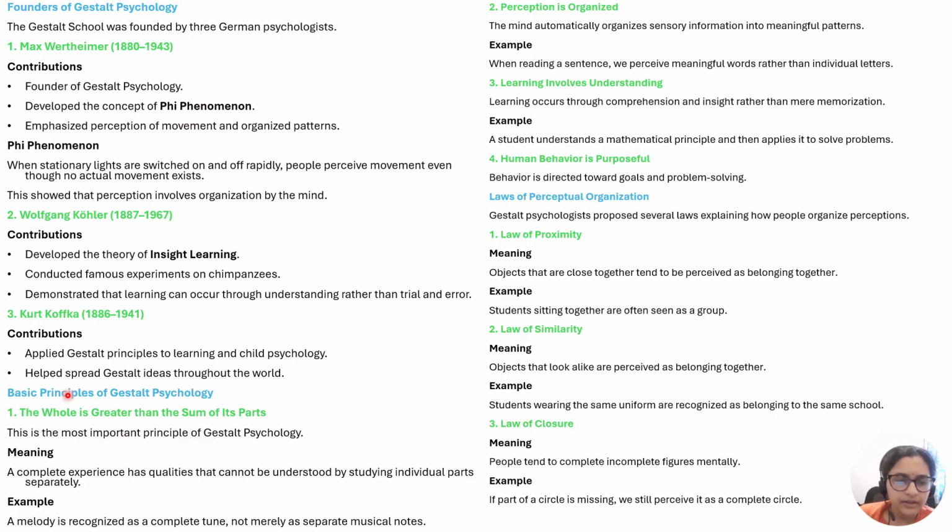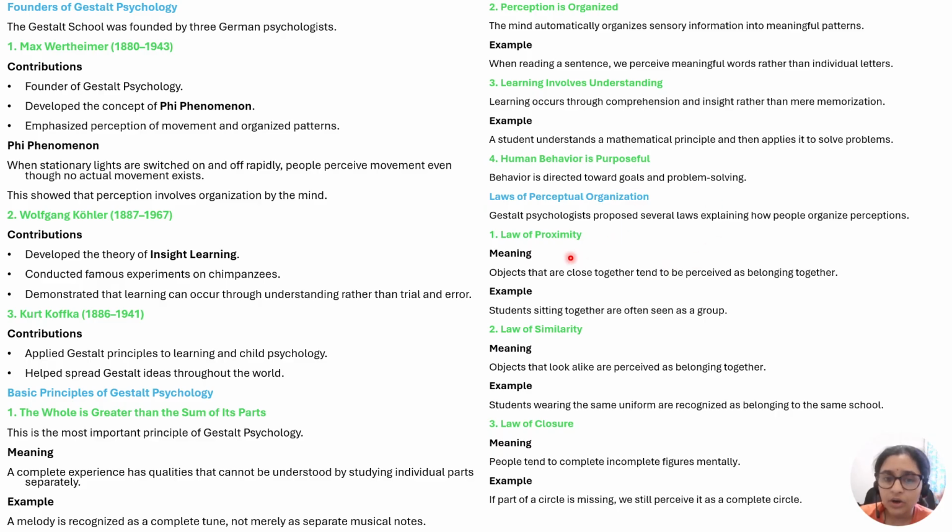So what are the basic principles of Gestalt psychology? The whole is greater than the sum of its parts. Then perception is organized. That means whatever sensory information our mind gets, it will organize it into meaningful patterns. Example, when we read a sentence, we perceive the meaningful words rather than the letters. When we take a word like beautiful, we consider it as a whole. We will not see B, E, A like that. We take the meaning as a whole. Learning involves understanding. Human behavior is purposeful, goal oriented, and oriented towards problem solving.